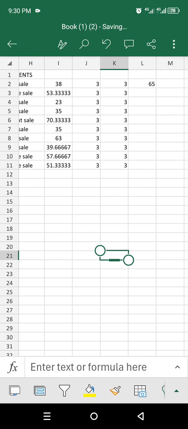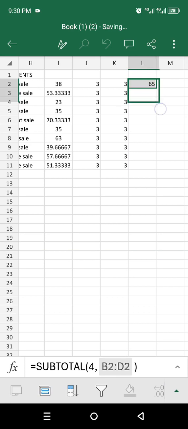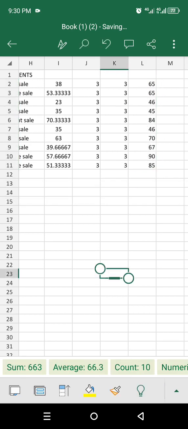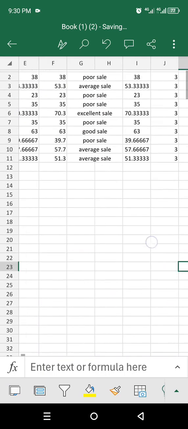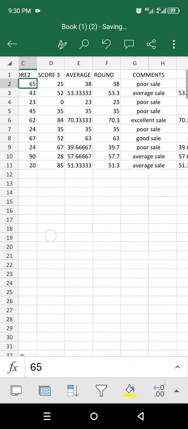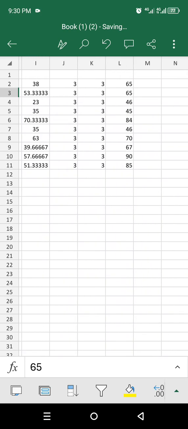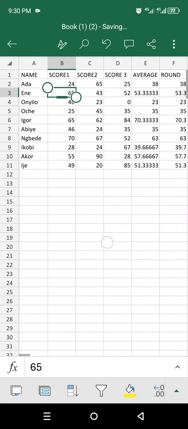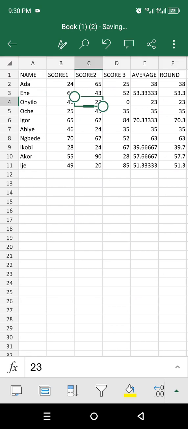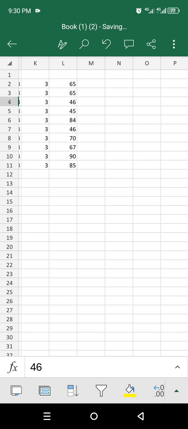What this one is giving us here is what? The highest number. Let's fill it and see. This one is sorting out the highest value in those cell range. For example, from B2 to D2, the highest number is 65. So that 65 comes out. Likewise here, the highest number is 65, which gives us the 65. The next one, 46 is the highest number. Let us see. Yes, 46 is the highest number here. So this one sorts out the highest number if we use 4.